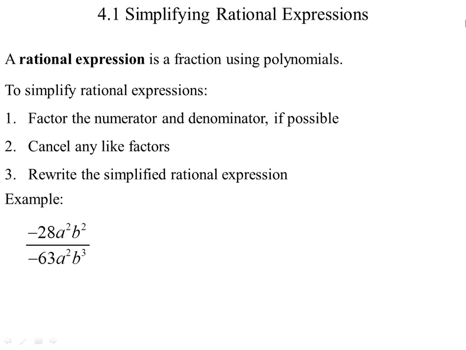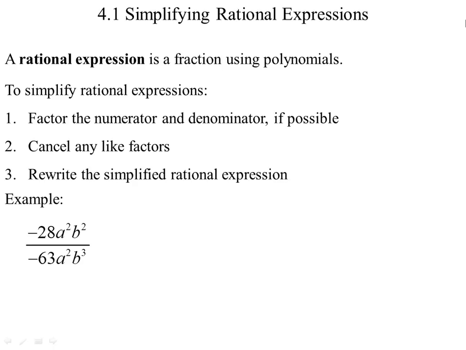Step number 2, what you're going to do is cancel any like factors. Now let's discuss what factors are. Factors are things that you are multiplying together. So in the numerator, I have 3 factors: the negative 28, the a squared, and the b squared. In the denominator, I have 3 factors as well: negative 63, a squared, and b cubed. So what you're going to do is cancel any like factors.